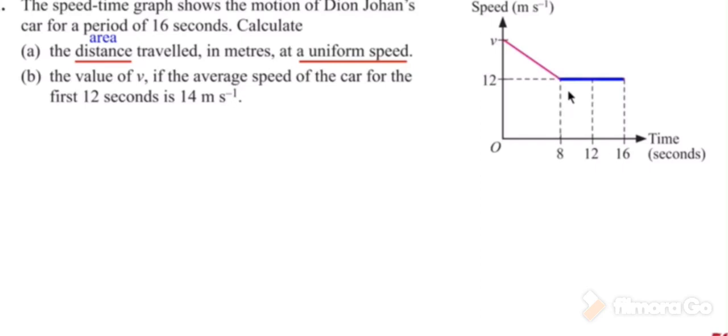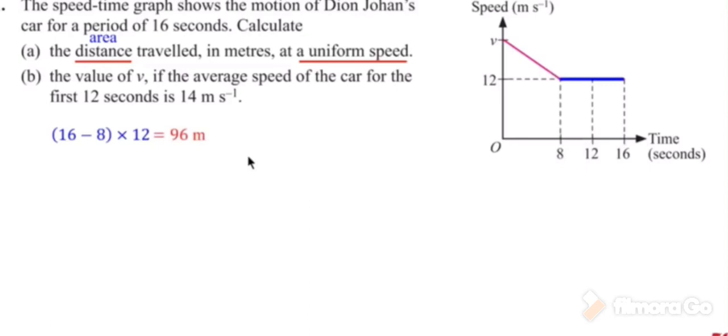So the area is in rectangular shape, and we need to find the width and length. 16 minus 8, times 12. Okay, the answer is 96 meters.